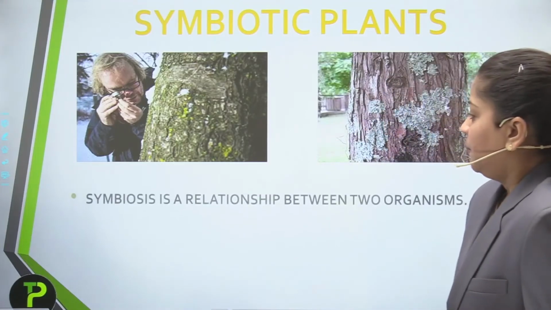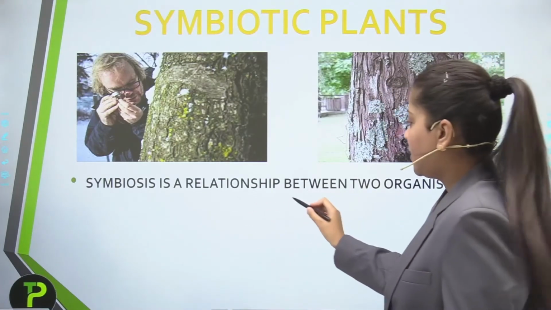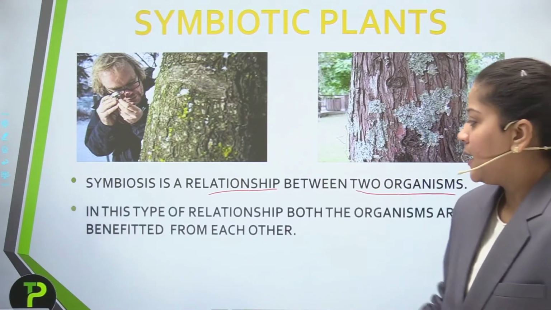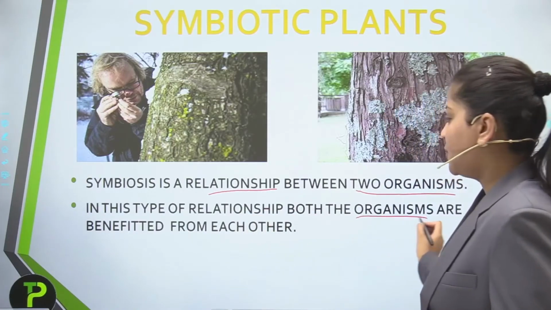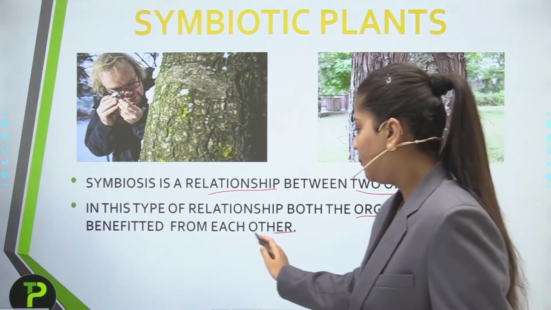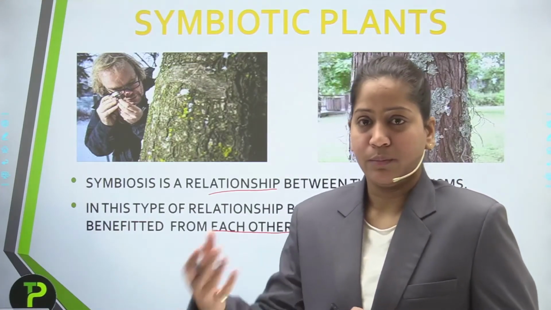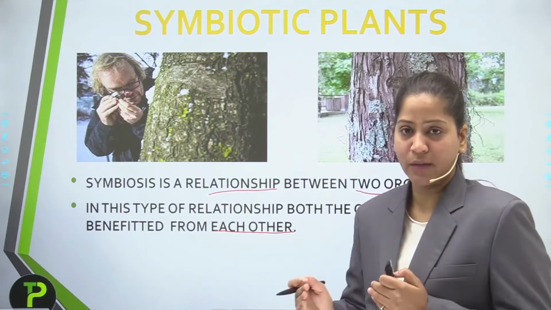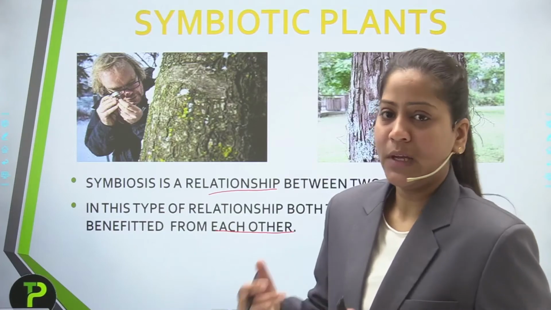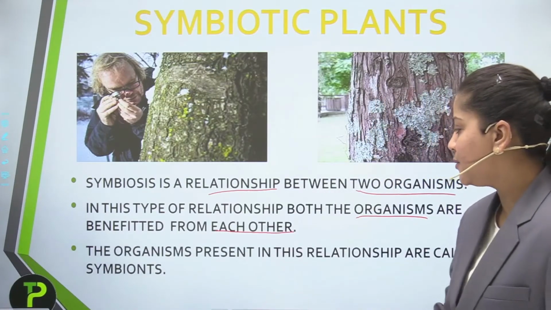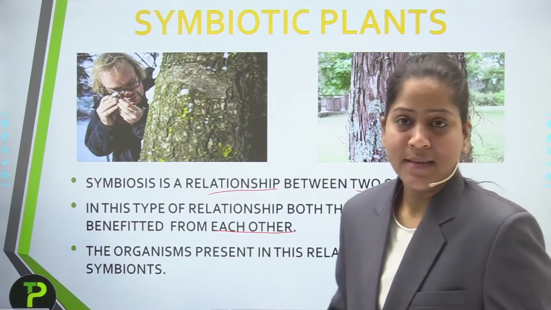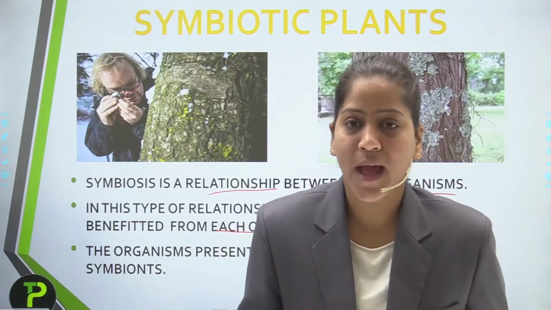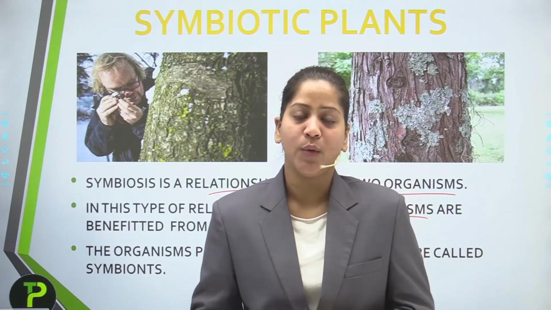Now, symbiosis is a relationship between two different organisms. In this type of relationship, both the organisms are benefited from each other. One will get benefit and the other will also get benefit. They are both in a relationship of symbiosis and get benefited from each other. The organisms present in this relationship are known as symbionts.